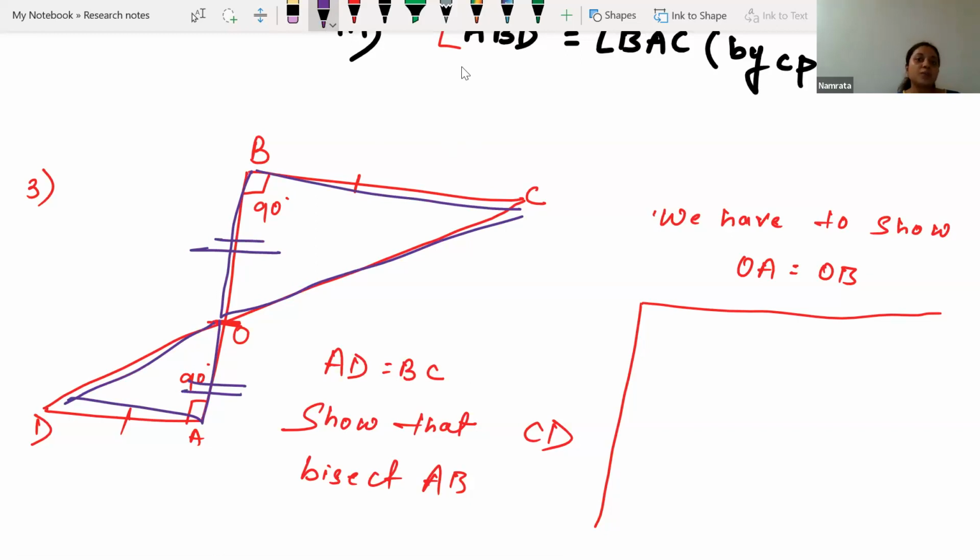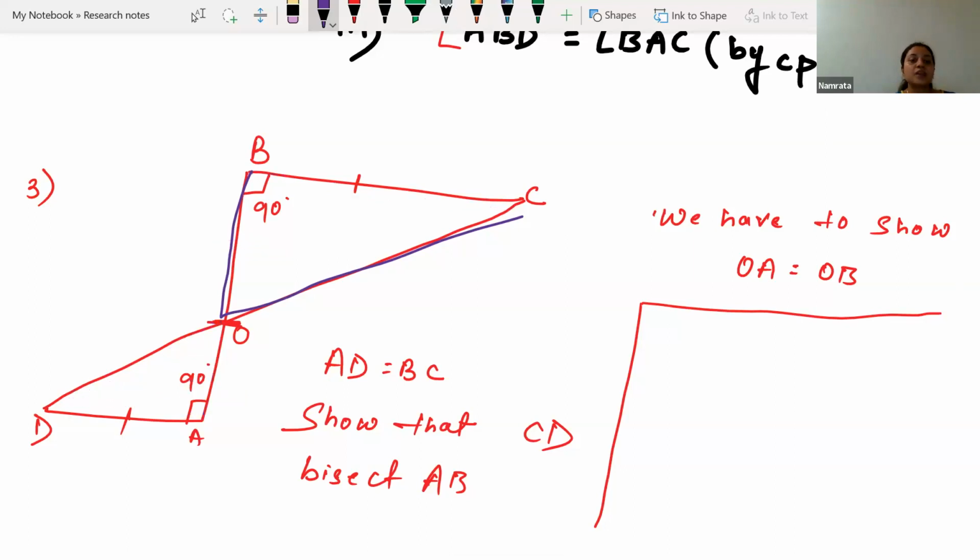Every pair of sides will be equal. One of the sides from here will be equal to one of the sides from that triangle. Similarly, the other side will be equal to the other side of that triangle. So if we prove that the upper triangle and the lower triangle are congruent, then easily we will be able to say that OA is equal to OB, since these two are corresponding parts of congruent triangles. So let's prove the congruency and then we will show OA and OB.